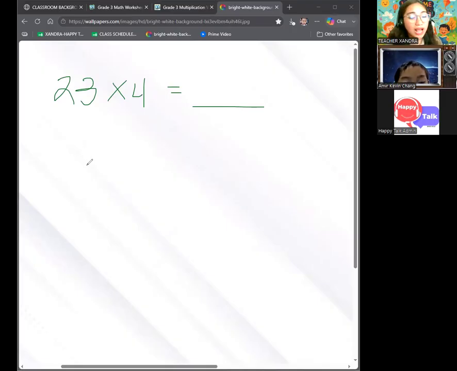You need to write the two-digit number on top and the one-digit number below it. So when it comes to the column, 23 times 4. Okay, multiply the bottom number by the ones place of the top number.